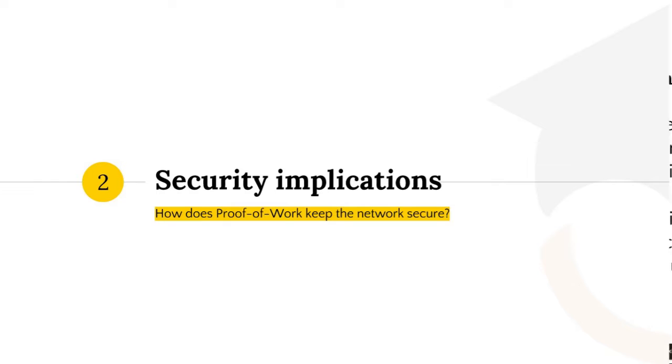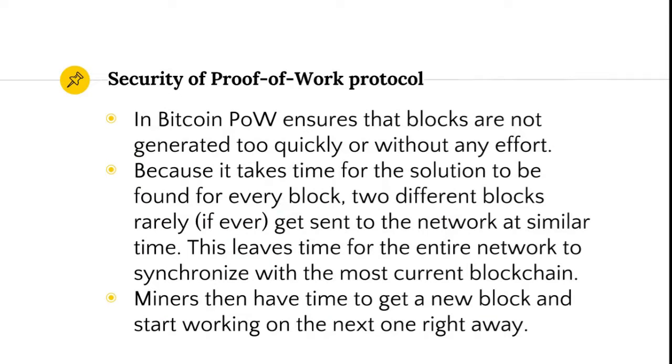Next, we're going to be talking about the security implications and how does Proof of Work keep the network secure. In Bitcoin, Proof of Work ensures that blocks are not generated too quickly or without any effort. Remember, there is a block discovery about every 10 minutes. Because it takes time for the solution to be found for every block, 2 different blocks rarely, if ever, get sent to the network at similar times. This leaves time for the entire network to synchronize with the most current blockchain.